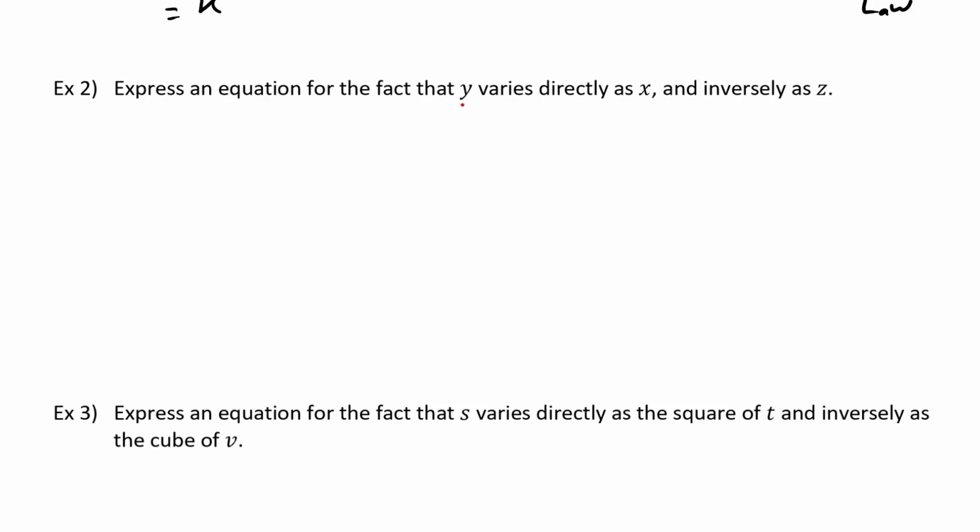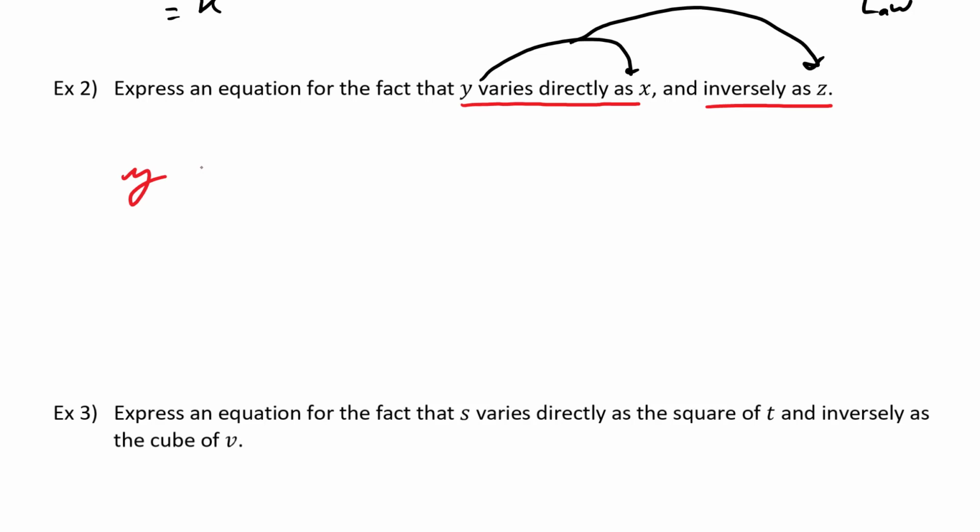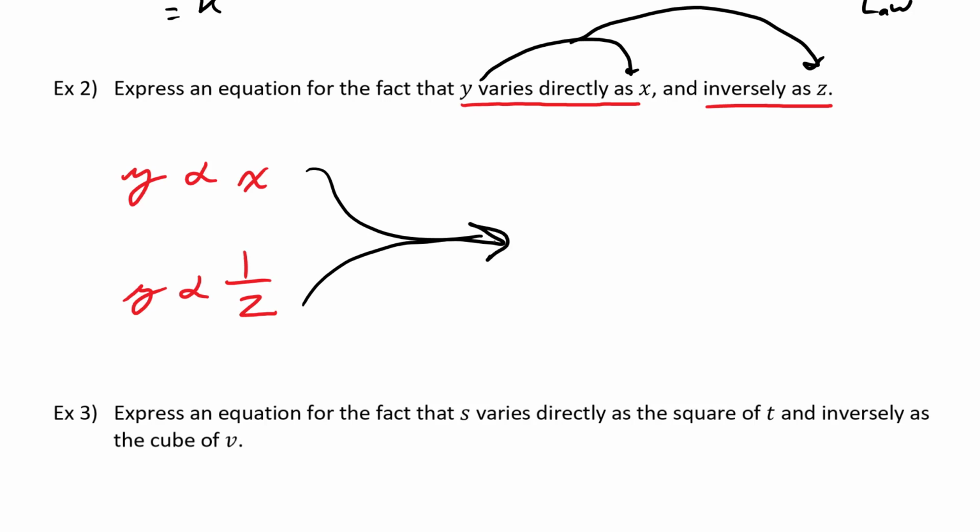Express the equation for the fact that y varies directly as x and inversely as z. So I'm comparing y to x and I'm comparing y to z. So here, y is directly proportional to x and y is inversely proportional to z. So here I have two statements. What do I do now? What I can do is I can combine them into one statement. Y is proportional to x over z. See what I did there? All I did was just multiply these together.